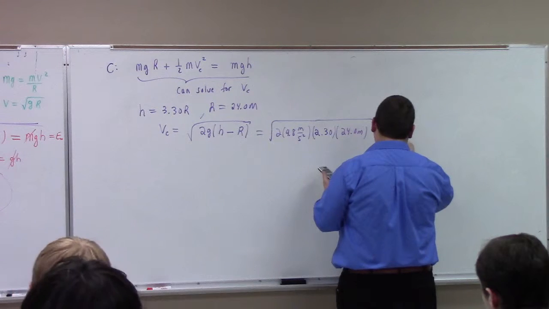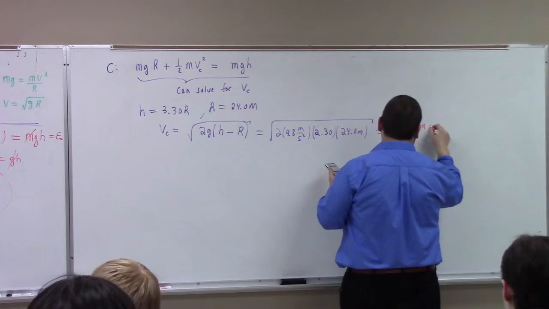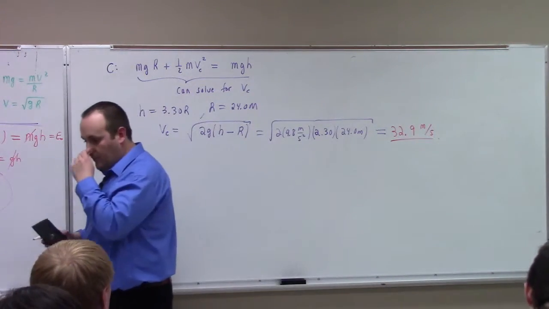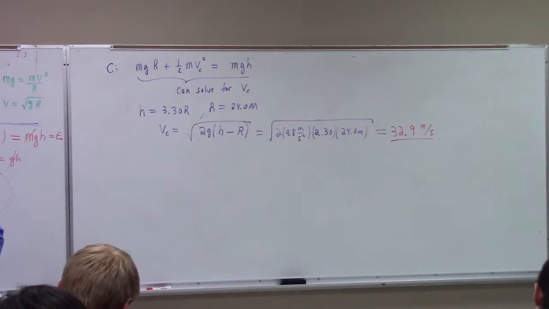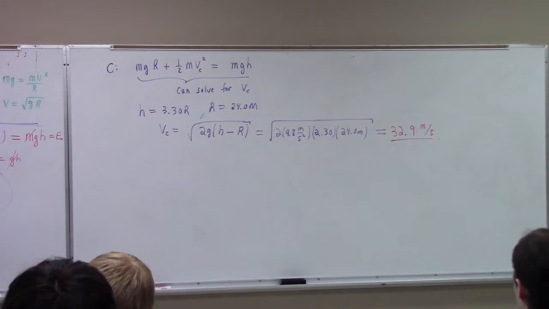32, come on. 32.9 meters per second. That's the speed it would go through v, through the point C. How do we figure out the radial acceleration then?